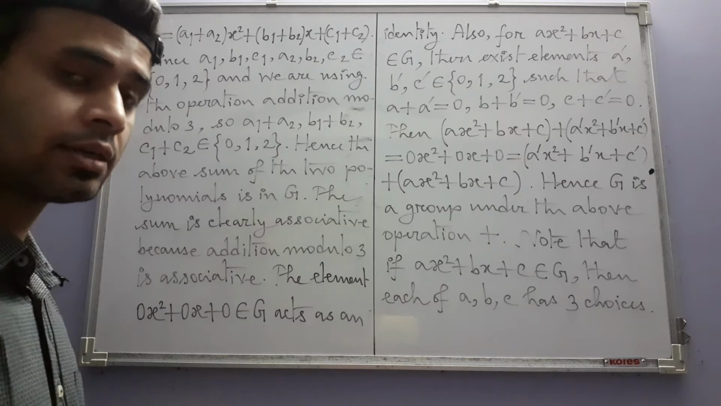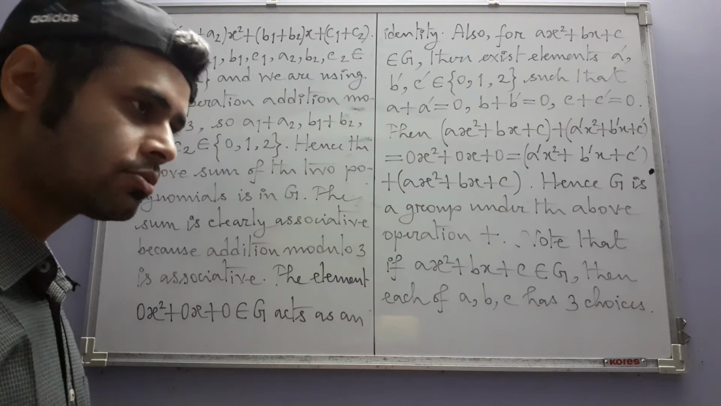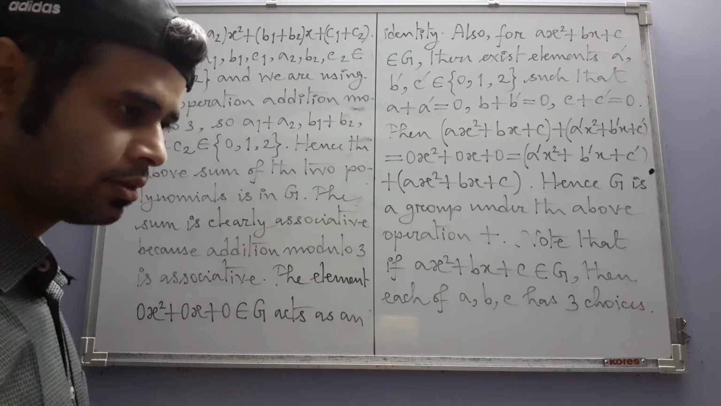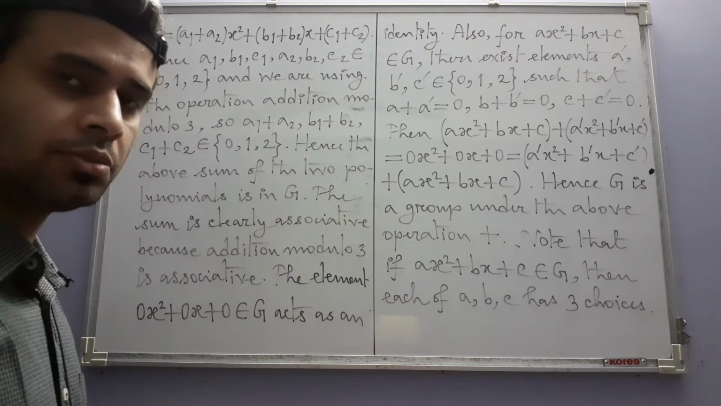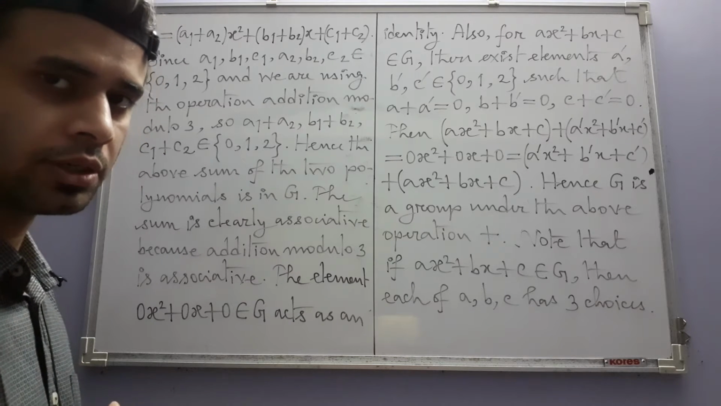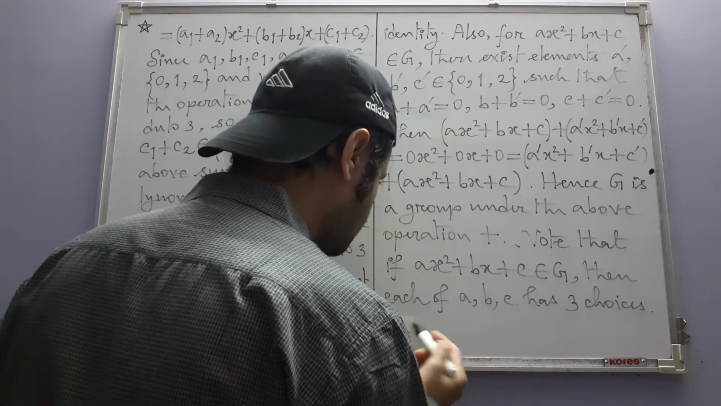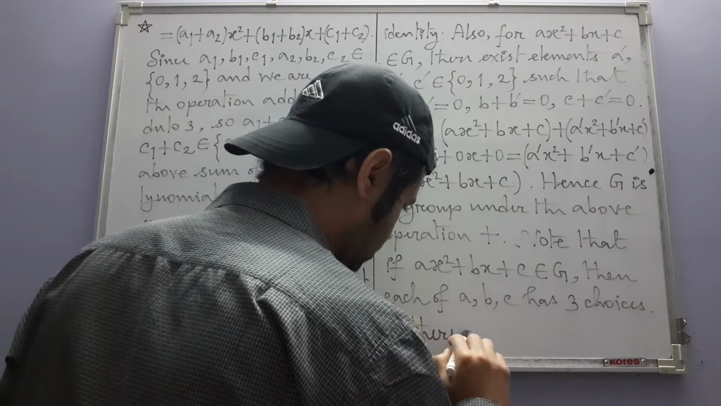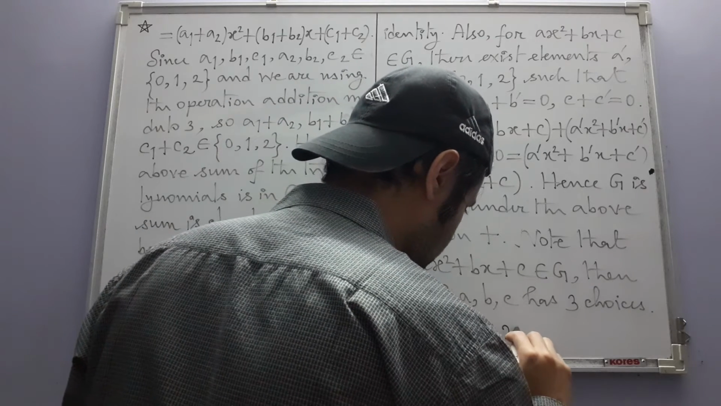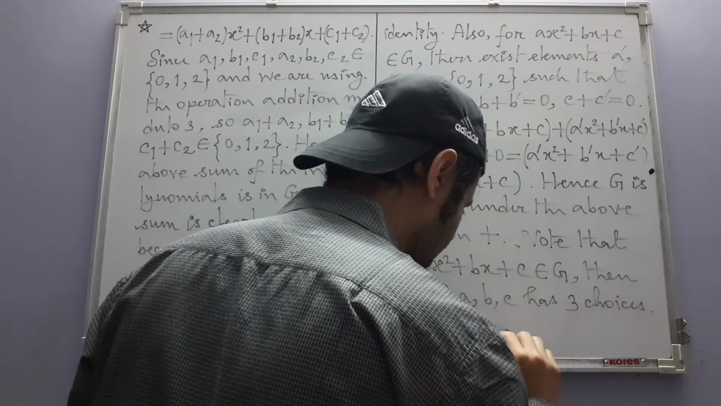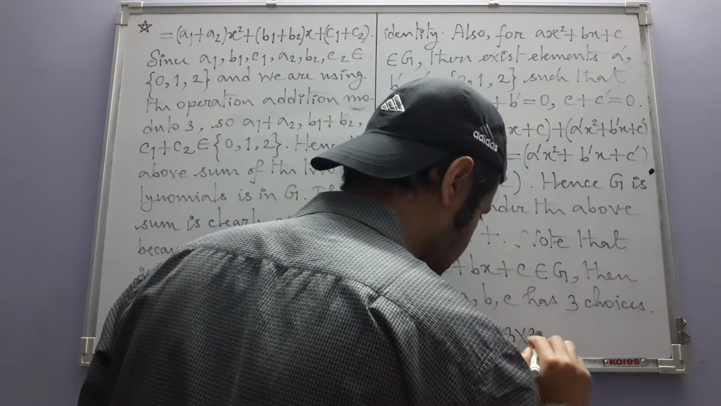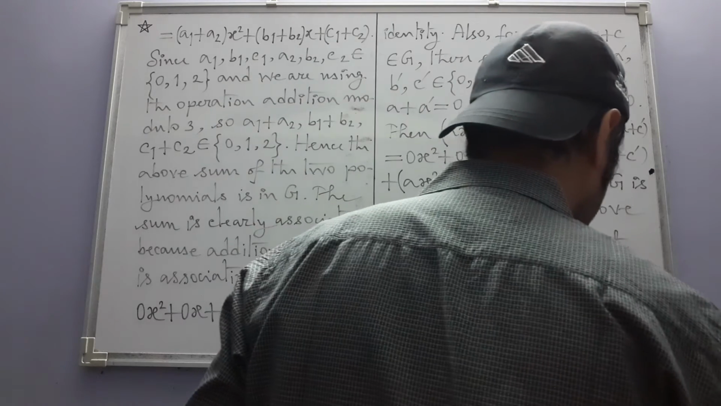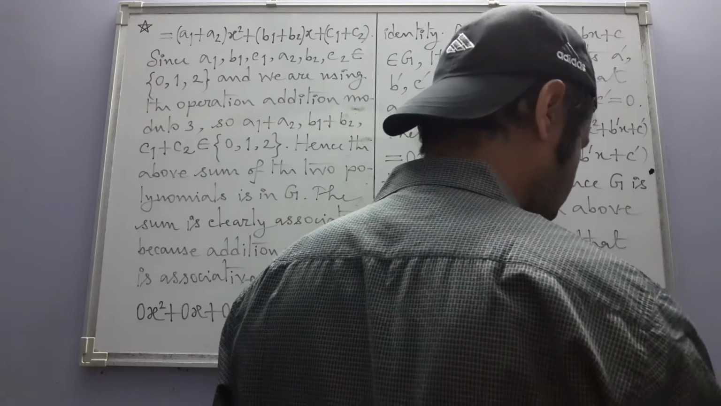But then another question will arise, whether all those 27 polynomials are distinct. They will be, because two polynomials are considered to be equal if and only if their corresponding coefficients are equal. So we write accordingly. There are, in fact, let's show why we get 27, 27 such polynomials.